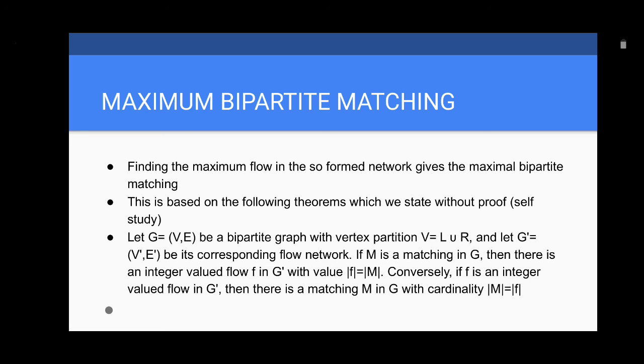This is based on the following theorems, which we again state without proof. Let G = (V, E) be a bipartite graph with the vertex partition V = L union R, and let G' = (V', E') be its corresponding flow network. If M is a matching in G, then there is an integer-valued flow f in G' with value |f| = |M|. Conversely, if f is an integer-valued flow in G', then there is a matching M in G with cardinality |M| = |f|.